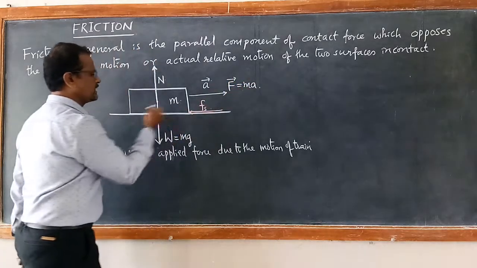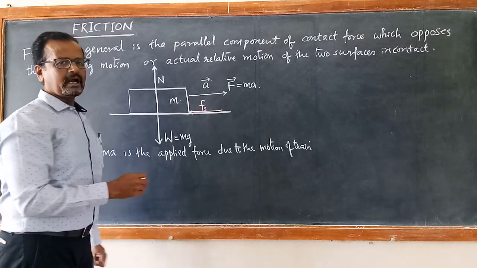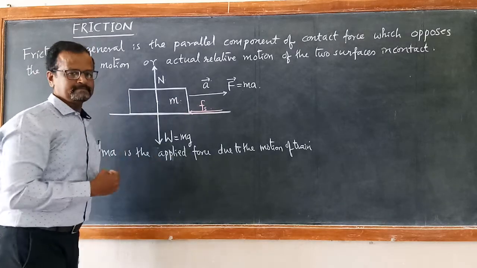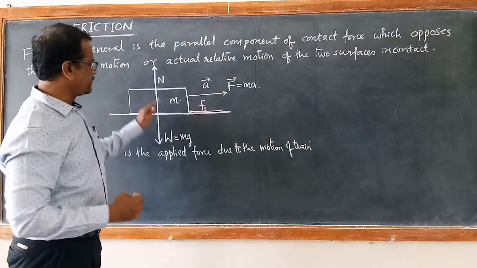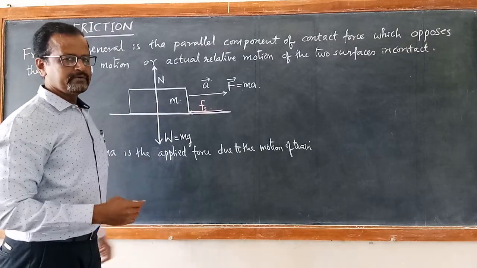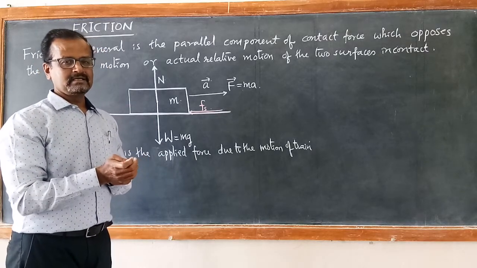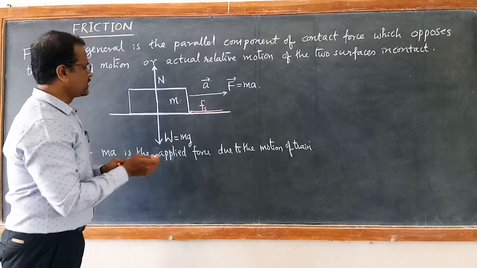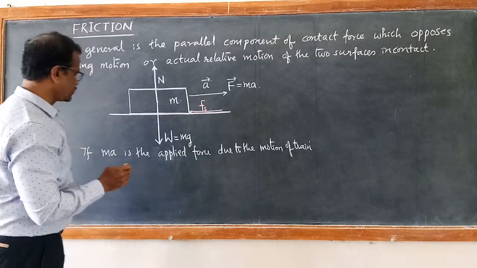This should be exactly opposed by Fs, right? And this Fs should be less than ma. Then only the box will be at rest. If Fs becomes Fs max, then what happens? Then the box will tend to move. I think you got it.